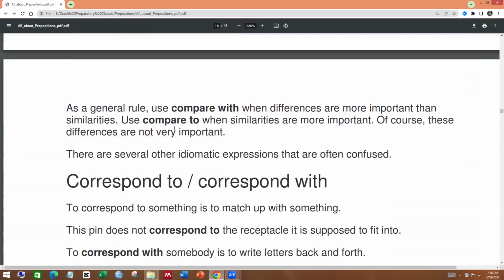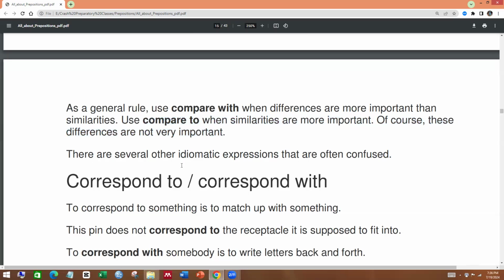As a general rule, use compare with when differences are more important than the similarities. दूसरा एक जनरल इसमें रूल है कि compared with हम तब यूज करेंगे जब हम difference पे ज़्यादा focus करें as compared to similarities. We use compare to when similarities are more important. Of course, these differences are not very important. जहाँ पे similarities important हो वहाँ पे compared to, he is better compared to his brother. So we are referring to the qualities and similarities. मतलब similarity of getting good grades among all of the clan or the class.